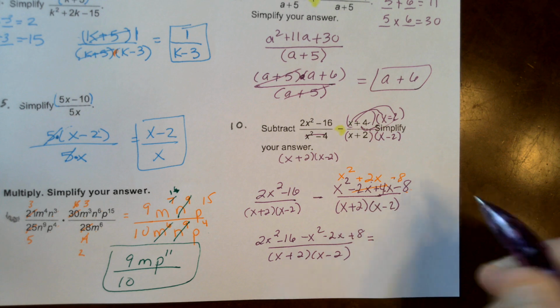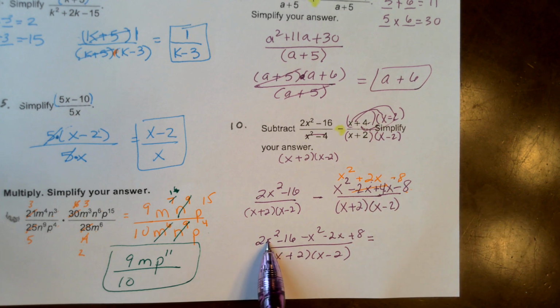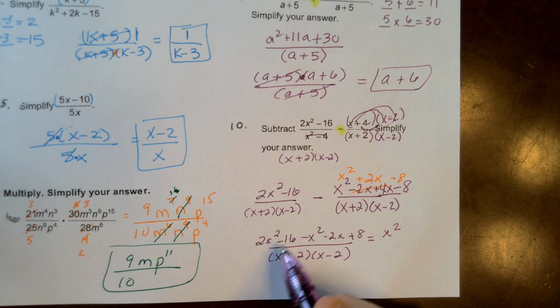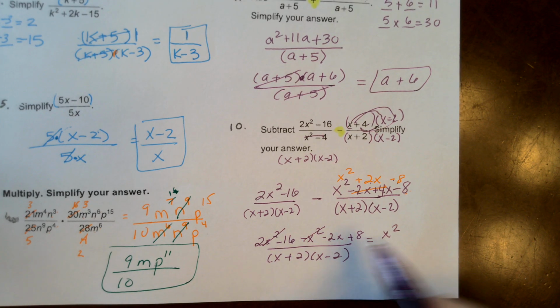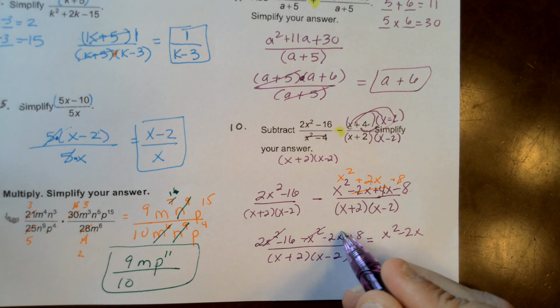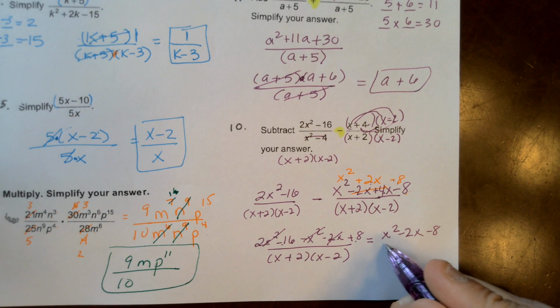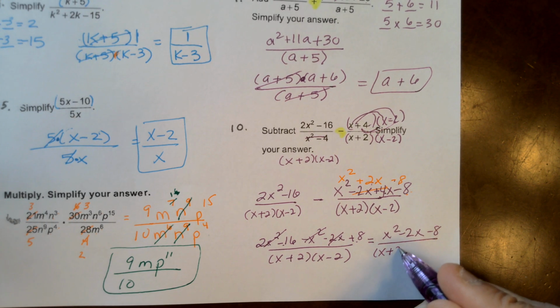Combine like terms on the top. Let's see, we got a 2x squared minus a 1x squared. That leaves us with x squared. We have a minus 2x. And then negative 16 plus 8 is a negative 8. All over the same bottom.